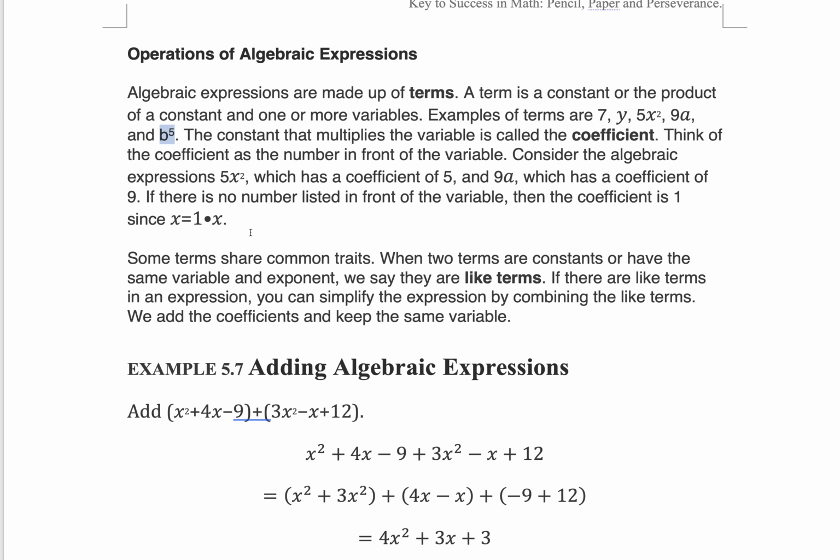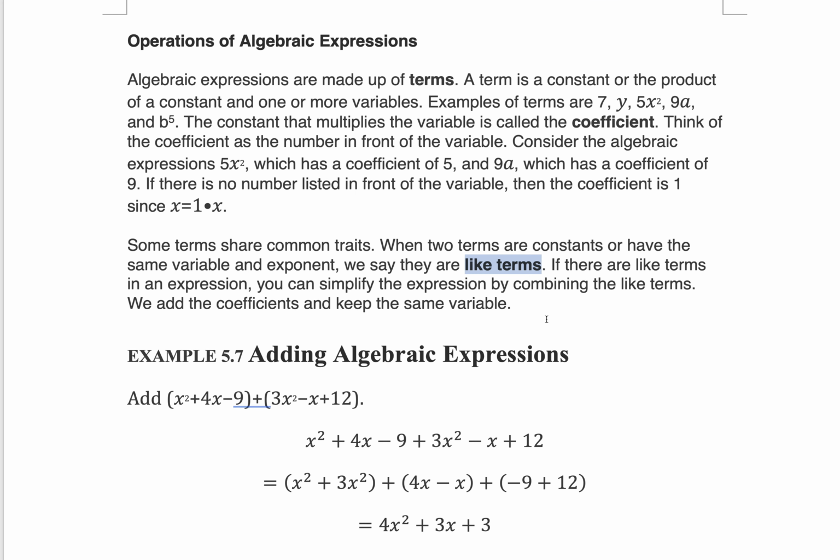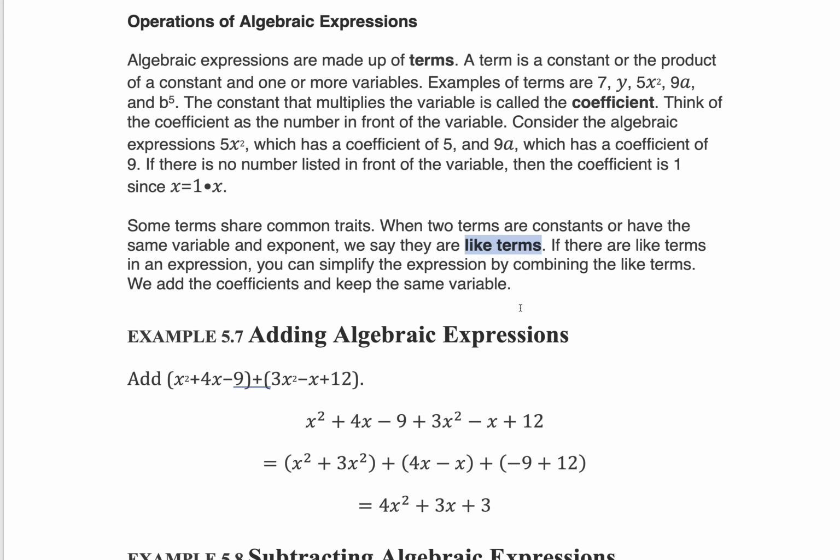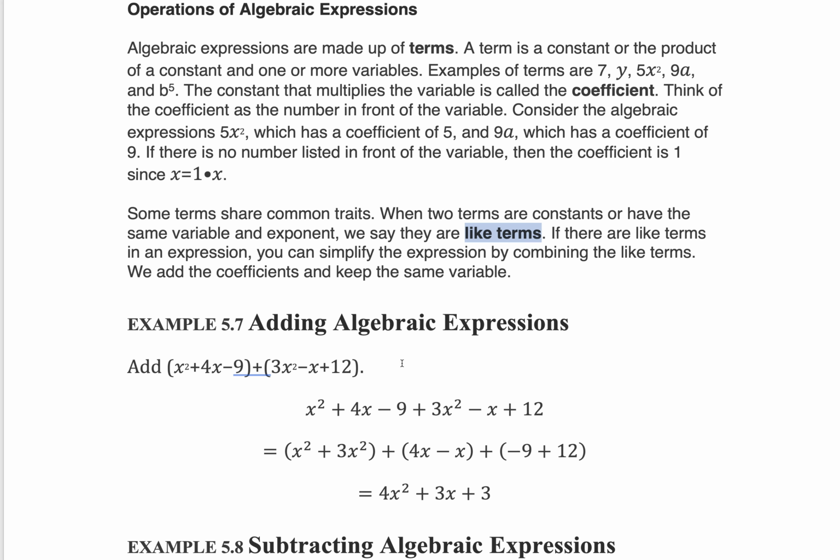And also the other thing I want to mention is the so-called like terms. Like terms are the terms with some common things, with common notations, and raised to the same power. And we can work through the next example, so you can better understand what we mean by like terms. Okay, so this is the example.